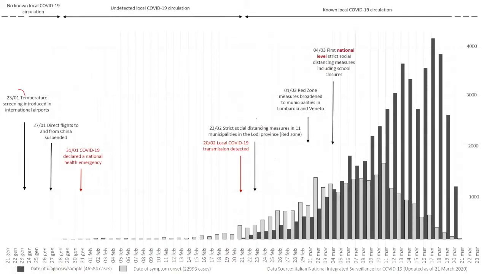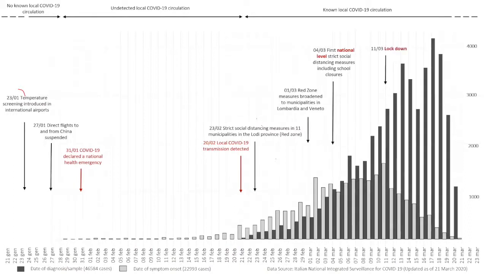Then, since the curve continued and the close regions were involved, the government adopted at the beginning of March a sort of national level approach. So it was a strict social distancing measure, including school closure, suspension of religious ceremonies, of masses, and sports were almost limited all over Italy, and other measures like that. Then we went on looking at the curves.